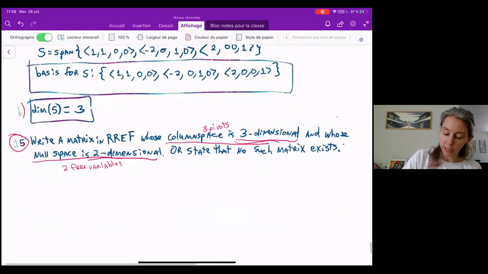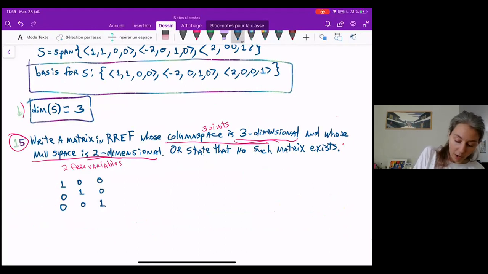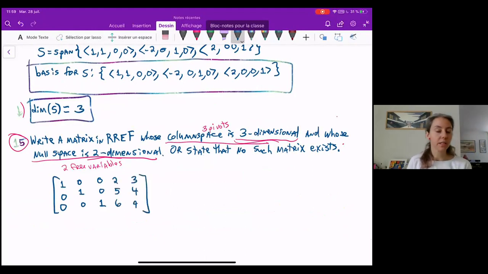So my matrix, for example, could be 1, 0, 0, 0, 1, 0, 0, 0, 1. Notice I'm not in R5 here. I'm in R3. So this is 3, but now I need 2 free variables. So I could have 2, 5, 6, 3, 4, 9. And notice the matrix I made was not 5 by 5. It was 3 by 5. I could have had 2 rows of zeros and that would have also been fine.